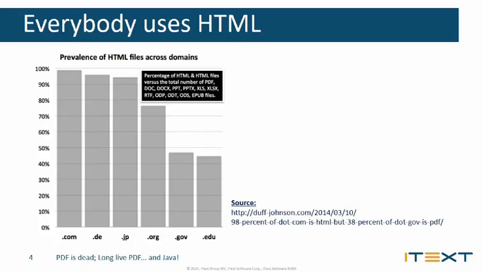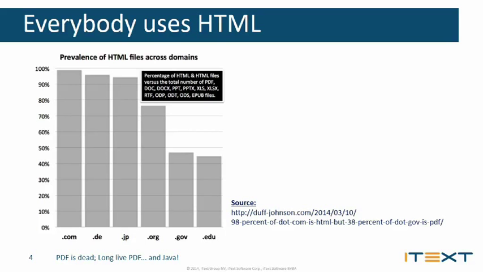If you look at the internet, on commercial sites, on .com sites, 98% of the documents presented on the websites are, in fact, HTML or HTML-like files, like PHP or Java-generated HTML. But if you look at specific types of sites, like .org, .gov, .edu, the percentage of HTML is much lower. These numbers, by the way, are compiled by Duff Johnson. Duff Johnson is one of the team leaders at the ISO committees for PDF.